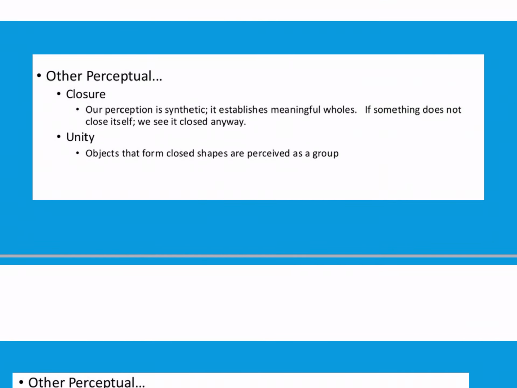Next, other perceptual concepts or characteristics are closure and unity. When it comes to closure, our perception is synthetic. It establishes meaningful wholes. If something does not close itself, we see it closed anyway. Next, when it comes to unity, objects that form closed shapes are perceived as a group. Suppose we have a space, and in that space we see all the objects gathered together. Objects that form closed shapes and are grouped together is called unity.